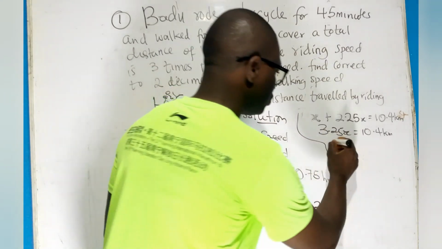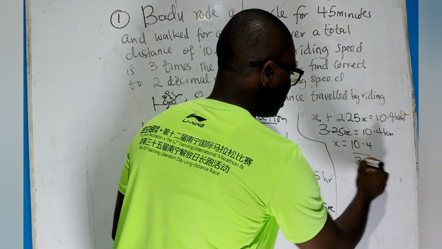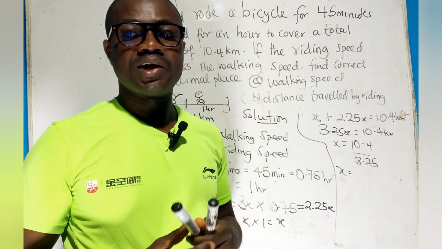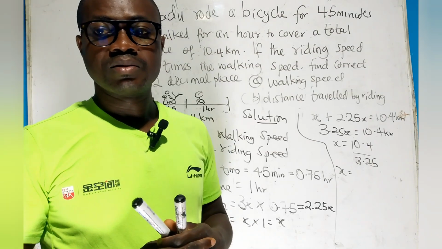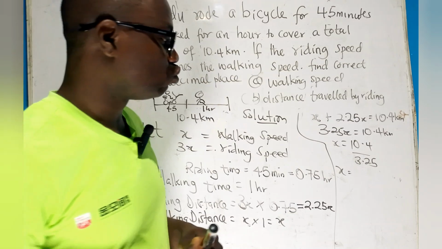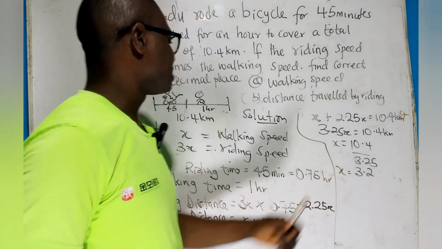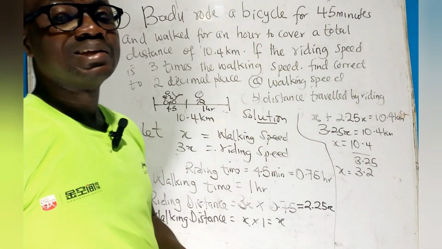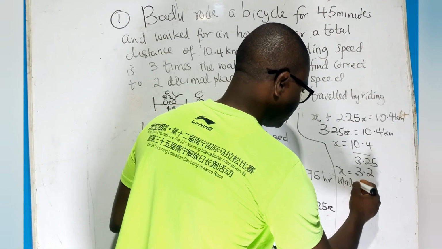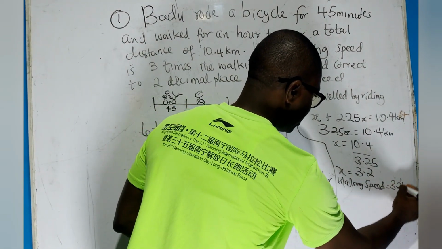So with your calculator, you can find the division of that. When you divide 10.4 by 3.25, you get 3.2. And what is x? x is the walking speed. So the walking speed is 3.2 kilometers per hour. Okay, and that's the first demand of the question.